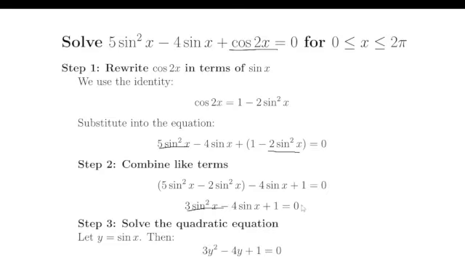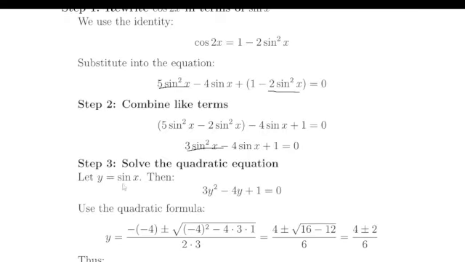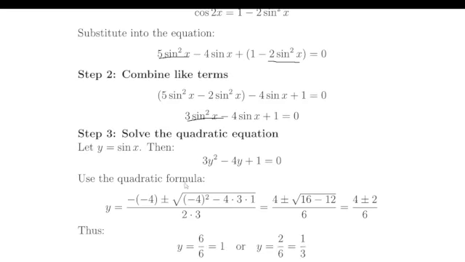Now at this point, we can solve using the quadratic formula, or we could just factor. So this is optional. We can make a substitution, let y equal sine, to get 3y squared minus 4y plus 1 equals 0. So for this, we can factor this into 3y minus 1 times y minus 1 equals 0, to get that y is 1/3 and y is 1. Or you can use the quadratic formula.